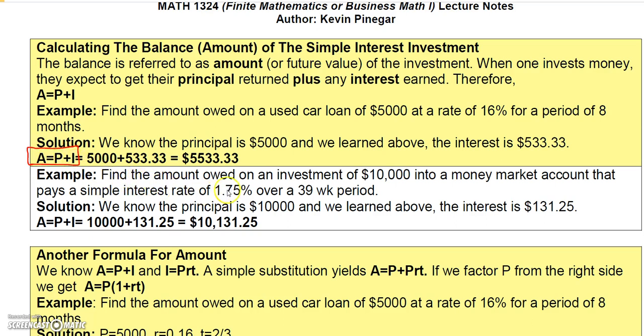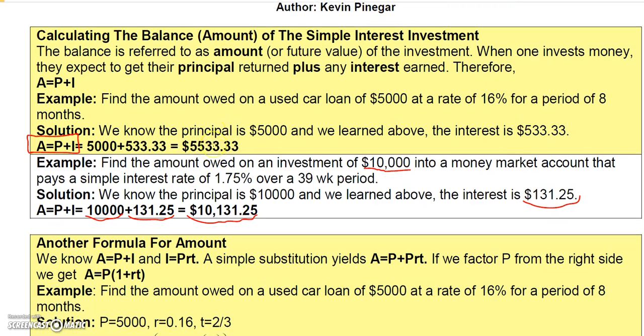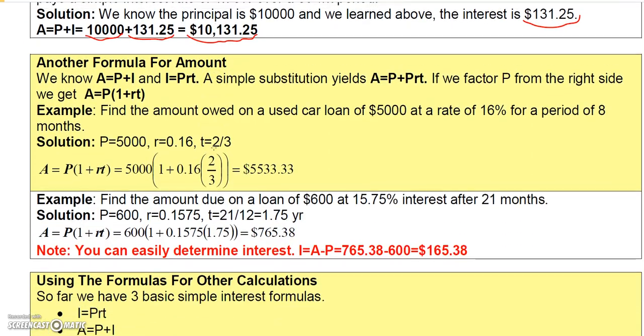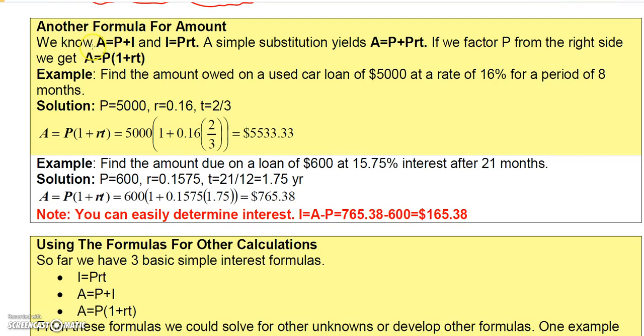Now, on the other example, remember we invested $10,000 into an account, and we found that the amount of interest owed was $131.25. So if you take that amount, the $10,000 plus the $131.25, you actually find that the total amount owed on that note would be $10,131.25.